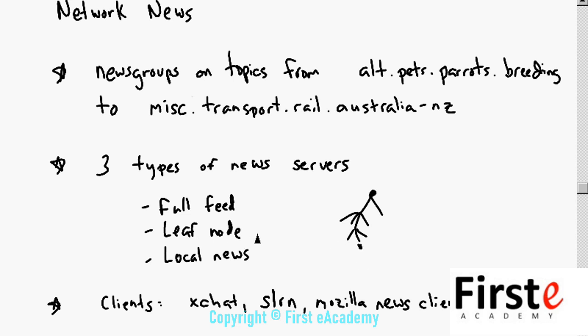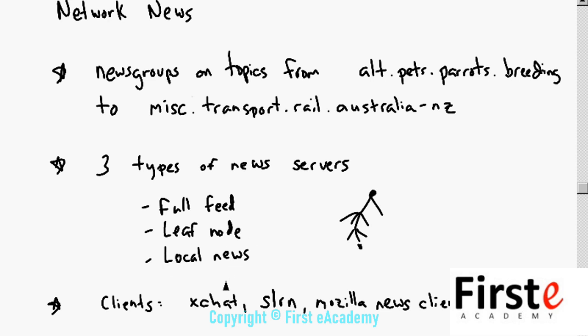Okay, so that's a leaf node news server. A local news server, on the other hand, is just going to provide a news feed for a local organization. So for a particular company, maybe you want to start a news group that talks about issues within the company, how you can better manage things, or how this project is going, or whatever. But that local news you don't want to be read by anybody in the outside world.